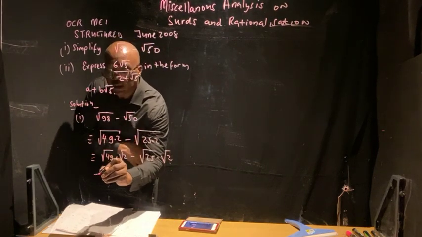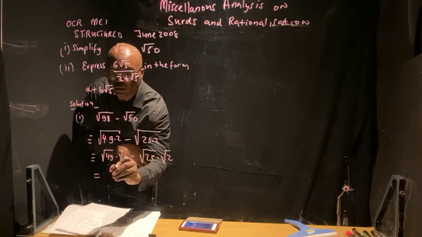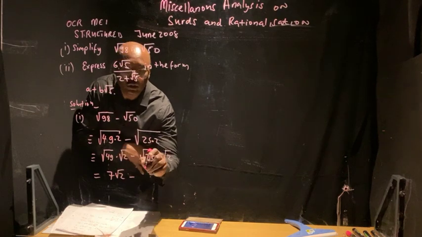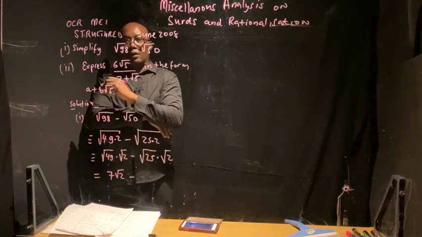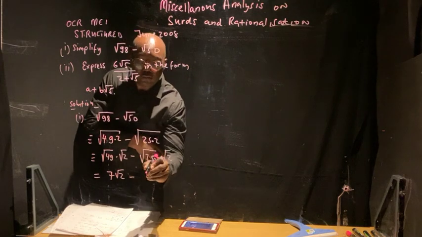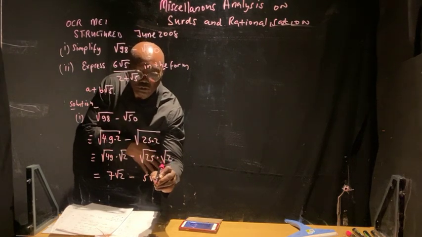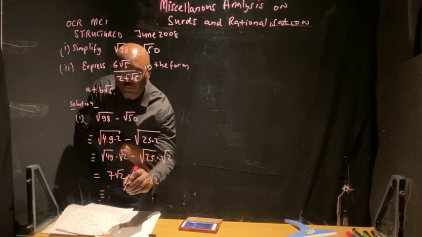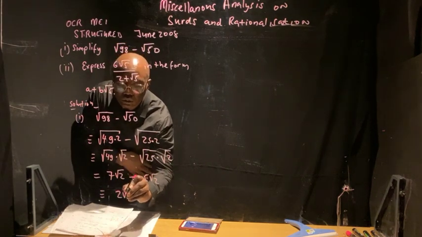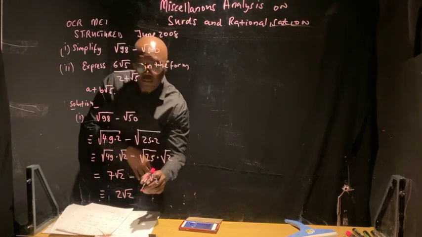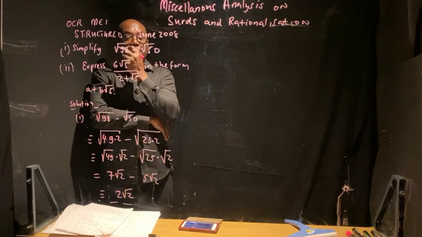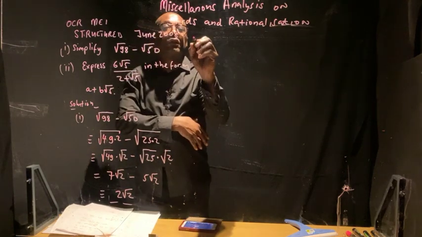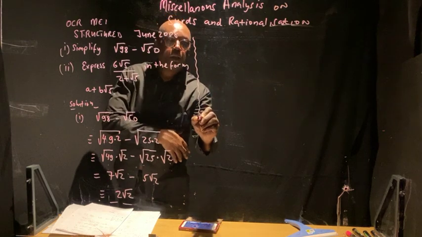The square root of 49 is equal to 7, multiplied by root 2, minus the square root of 25, which is 5, multiplied by root 2. So we have 7 root 2 minus 5 root 2, which is equal to 2 root 2. That's the answer. Then let's go to the second one. This is a typical A-level question. You see how easy it is.